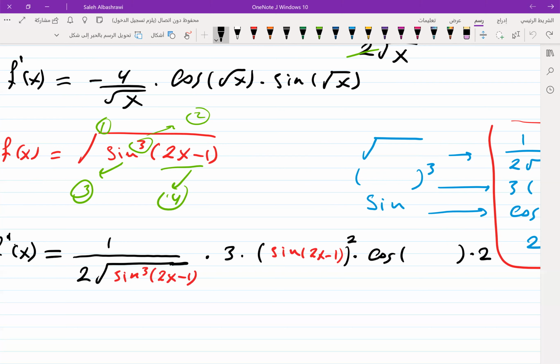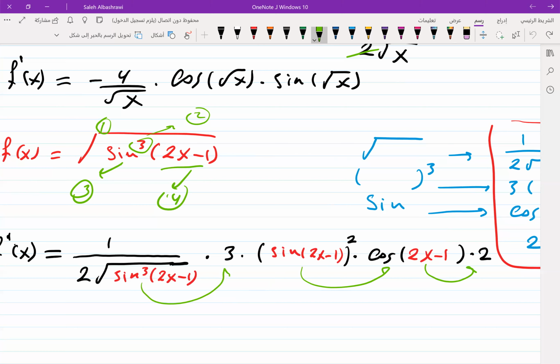So the second function is power 3. Then we differentiate what is inside the bar, that is sine function. The derivative of sine is cosine, and we have to keep the angle as it is, which is 2x minus 1. And the last one, the derivative of 2x minus 1 is 2. So it is like we are differentiating the square root, then what is inside the power, then what is inside the power, then what is inside the angle. This is the chain rule.